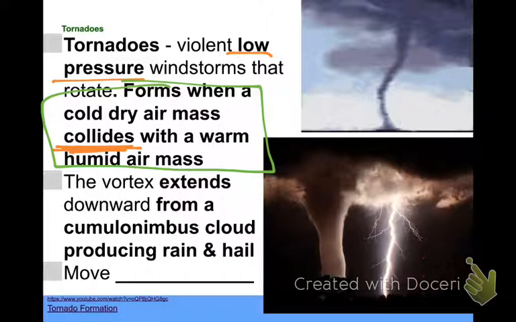And the key word there is collide. So I would put a star next to this in my notes. But tornadoes are low pressure, and they form when a cold, dry air mass collides with a warm, humid air mass. I always think about when you have a car collision. The bigger the collision, the bigger the mess, the bigger the wreck. So if you have a collision of air masses, this is something that's a lot more drastic, and that's what's causing this severe weather in terms of a tornado.